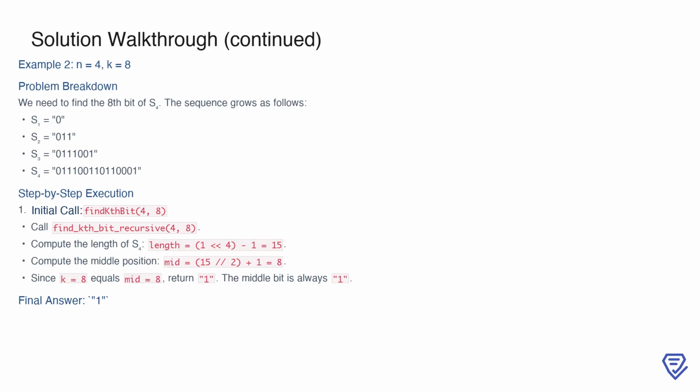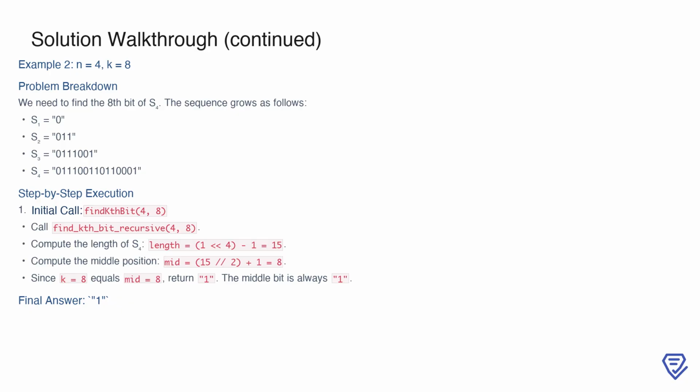Now, let's look at another example where we need to find the eighth bit of the fourth binary string, s4. The sequence builds as follows: s is 0, s2 is 011, s3 is 0111001, and s4 is 011100110110001. The length of s4 is calculated as 15, and the middle position is determined to be 8.